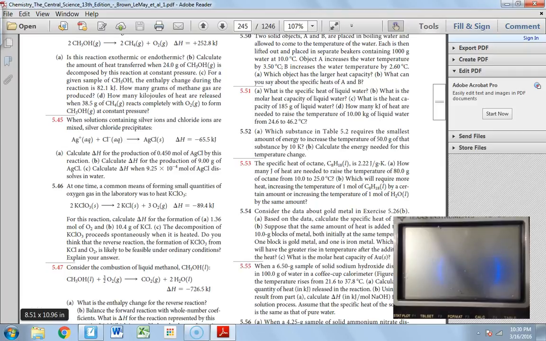Hey everybody, let's take a look at a calorimetry problem. This is going to be question 5.53 in Brown, LeMay, and Burston. And this has to do with how much energy is required to heat something up. It's dealing with heat transfer.